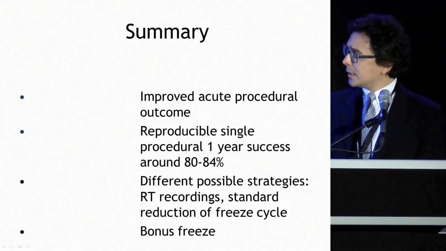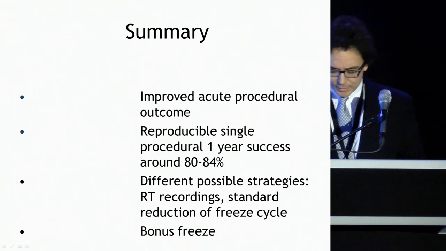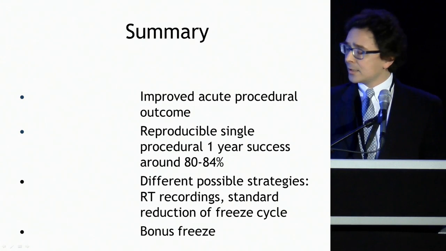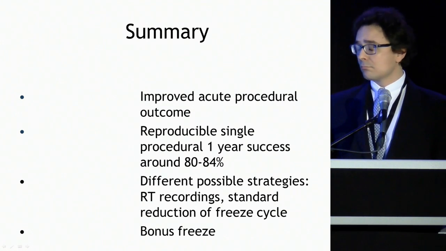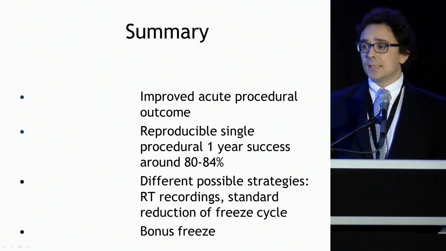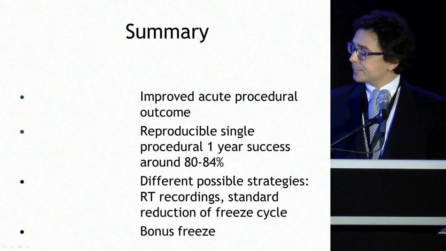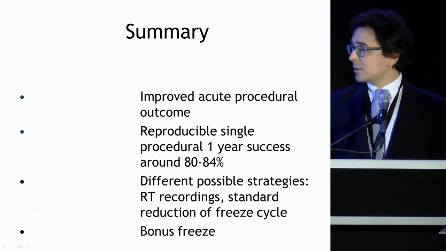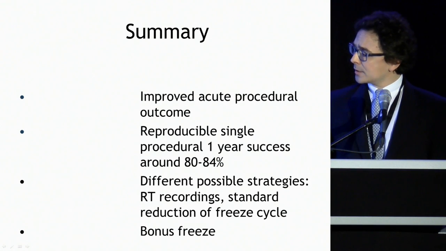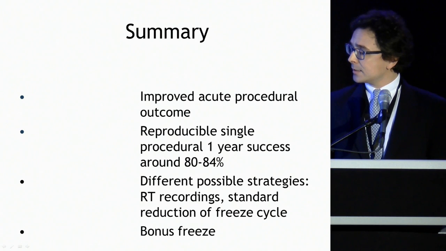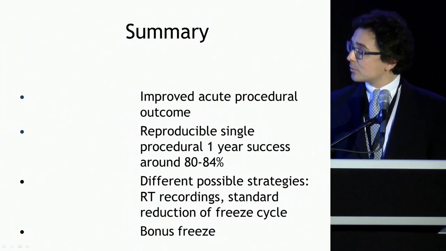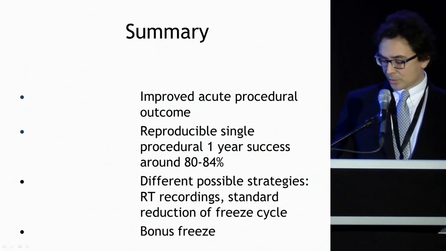So in summary, this new balloon, because I think we should forget the old one, has improved acute procedural outcome. There is a reproducible synergy between high volume centers, with single procedural 1-year success of roughly 80 to 84%. There are, of course, now different possible strategies. Are we going to base our dosing on real-time recordings? Are we just going to standardize the reduction of freeze? And are we still going to give a bonus freeze? This is a matter, of course, of research and discussion. I thank you very much for your attention.